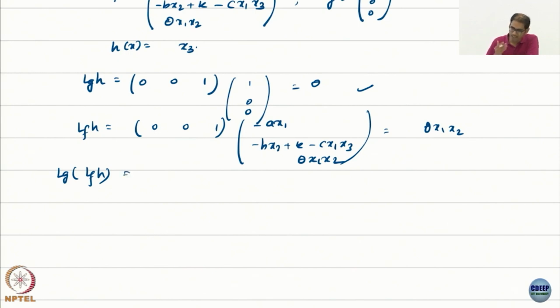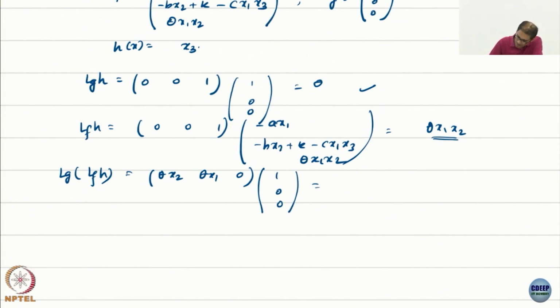Now if you want to do Lg of LfH, what do I have to do? I have to take partial of this guy, right? What is it with respect to x? Yes, go for it. Theta x2, theta x1, 0. Now, I multiply with g. Now did I get something? Thank God, I got something. Yeah, this is what? Theta x2, right? Okay, done.